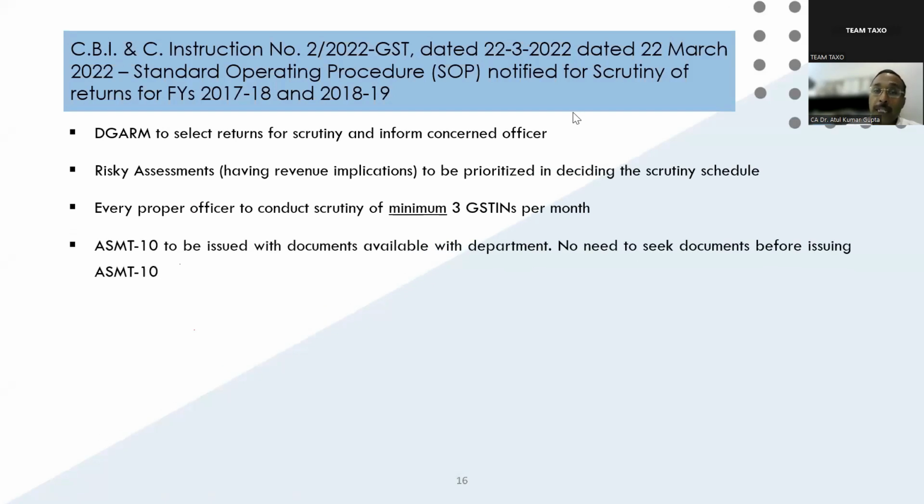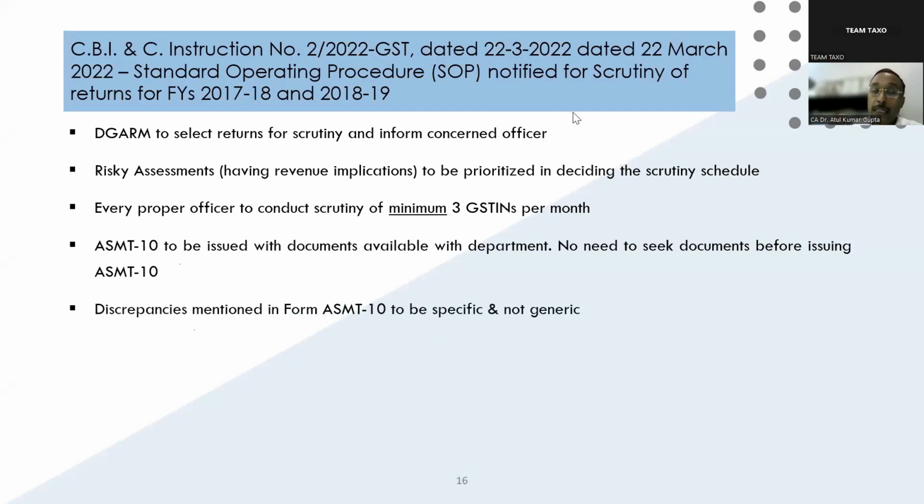They mention that when issuing the ASMT 10, it is very important that the department issues it based on the documents available with the department. They should not first call for the balance sheet and then issue the ASMT 10. Normally, the ASMT 10 should be based on the GST returns filed by the assessee.